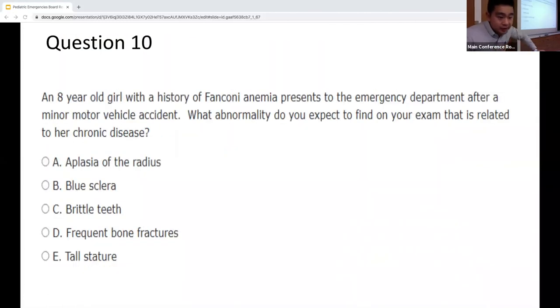Okay, so question 10. An 8-year-old girl with a history of Fanconi anemia presents to the ED after an MVA. What abnormality do you expect to find that's related to her chronic disease?